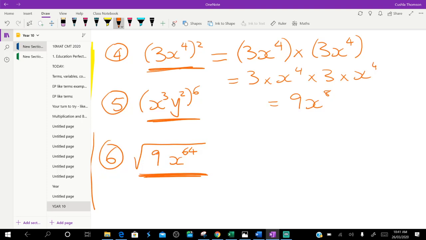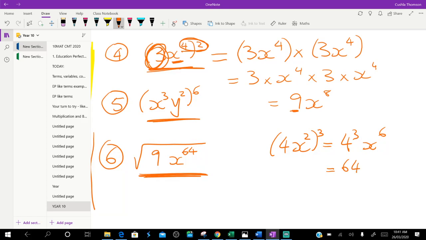Okay, so what I'm doing here is I'm taking the 3 and I'm squaring it. That gives me the 9. And I'm looking at the x to the power of 4 and I'm multiplying it by that index. So if we did another one like that, suppose we had 4x squared to the power of 3, that would be 4 cubed times x to the power of 6. And 4 cubed is 16 times 4, which is 64. x to the power of 6.